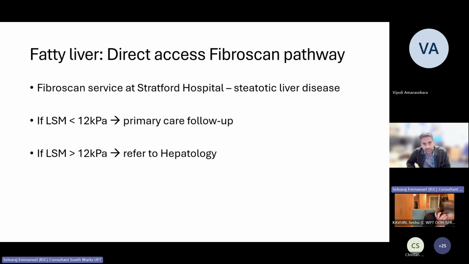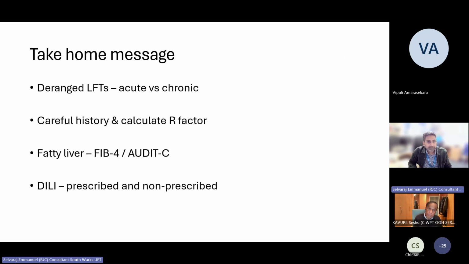And lastly, we are developing a direct access FibroScan pathway, so you don't necessarily have to refer to Warwick Hospital. Hopefully this service will be available in Stratford Hospital to begin with, mainly to triage our fatty liver patients, as I said in the beginning, to try and identify the group at highest risk of liver-related events and cardiovascular events. These are the group that we need to be focusing our energy on. I think we need to have some consultation with primary care colleagues about how we're going to roll out this pathway and to get some feedback from the stakeholders.